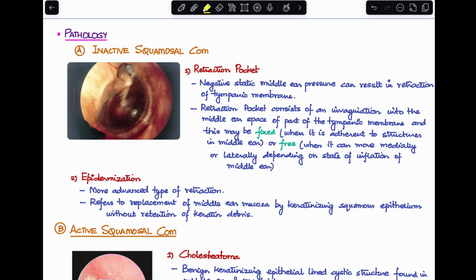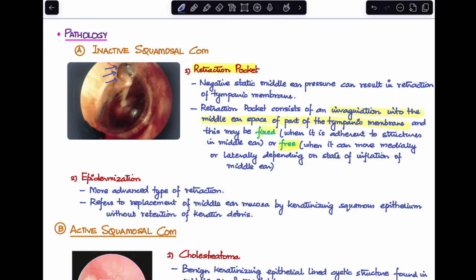So in the inactive squamosal type, there are two changes that we see. First is retraction pocket. Now retraction pocket, as I have said, it forms because of the presence of a negative middle ear pressure. Now what is a retraction pocket? It is basically an invagination into the middle ear space of a part of the tympanic membrane, and this can either be fixed or free. Fixed meaning when it gets adherent to the other structures present in the middle ear, or free when it can move medially or laterally depending on the state of inflation of the middle ear. You can see in the image over here, this is a retraction pocket in the attic region.